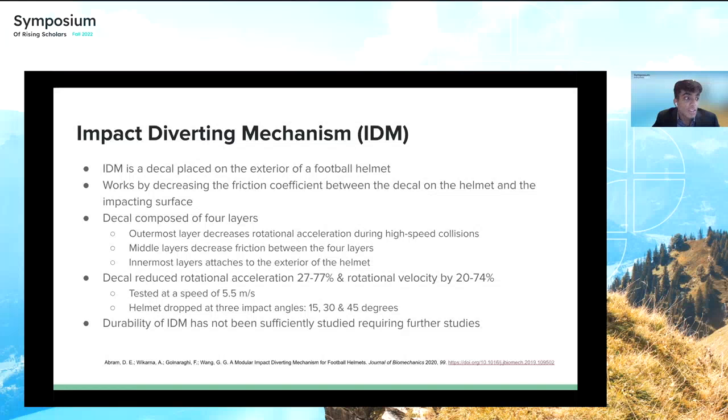The researchers tested it at a speed of 5.5 meters per second, and dropped it at 3 impact angles, 15, 30, and 45 degrees. They found that the decal reduced rotational acceleration from about 27 to 77% and rotational velocity by 20 to 74%. The results are promising, but one thing to consider is the durability of the IDM, as it has not been sufficiently studied, which requires further studies. This is because the possible cost to replace the IDM can prove to be unfeasible. Overall, the IDM should be considered as a possible preventative measure for the future.